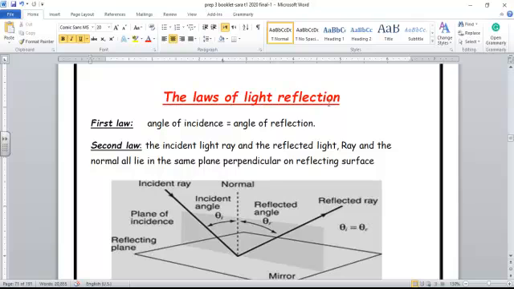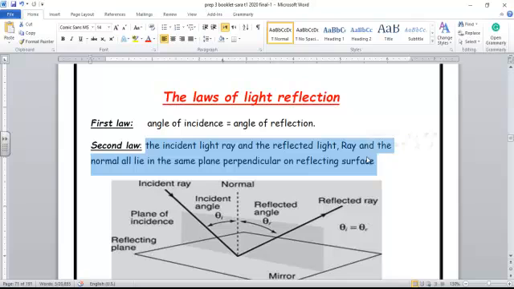There are two laws of light reflection. The first law says the angle of incidence equals the angle of reflection, which means they are directly proportional. When the angle of incidence is, for example, 10, the angle of reflection equals 10; 20, 20; 30, 30; 40, 40; 0, 0.